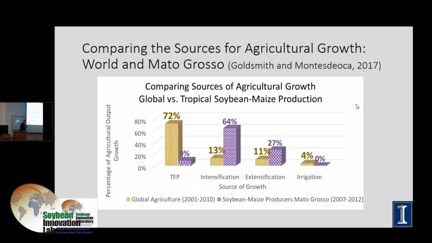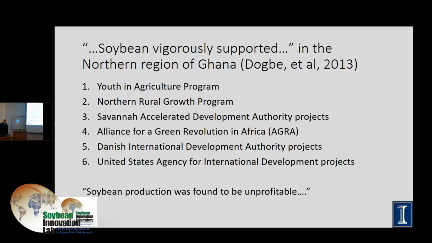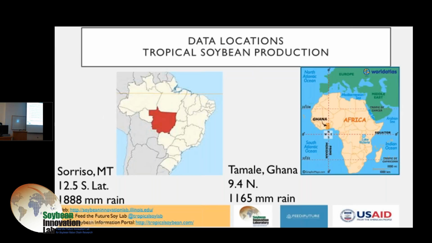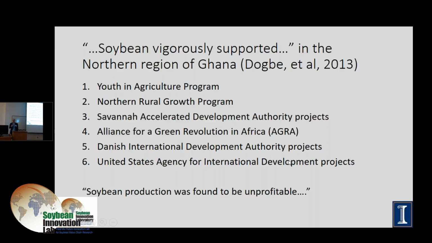We had a group of guys here recently, a great group of researchers from northern Ghana, and Doug Bean was here, and his team were here, a couple weeks ago, and they wrote a very kind of cheeky paper. It was interesting. This is from 2013, and they said, you know, there's been all this work to support soybean production in northern Ghana. And they called it vigorously supported. And they identified 6 programs to support the development of soybean, from USAID, the Danish Development Authority, and so forth. 6, and Agra, lots of energy. And they conclude that soybean production is very unprofitable. You do all this effort, and it's unprofitable. So this would be unproductive.